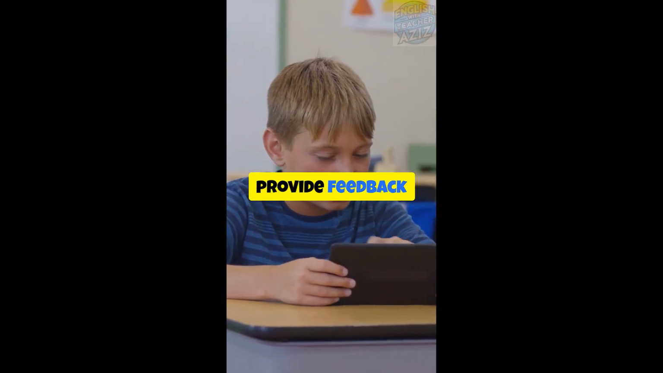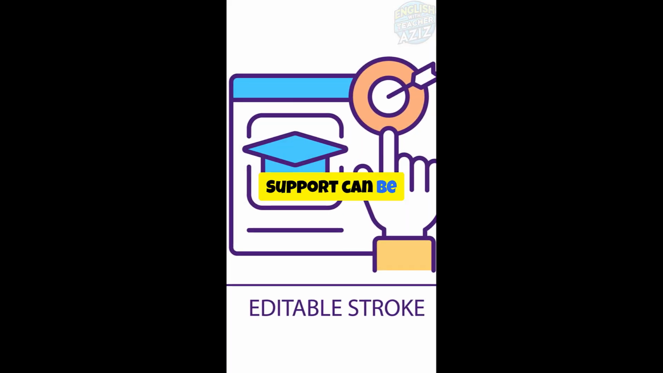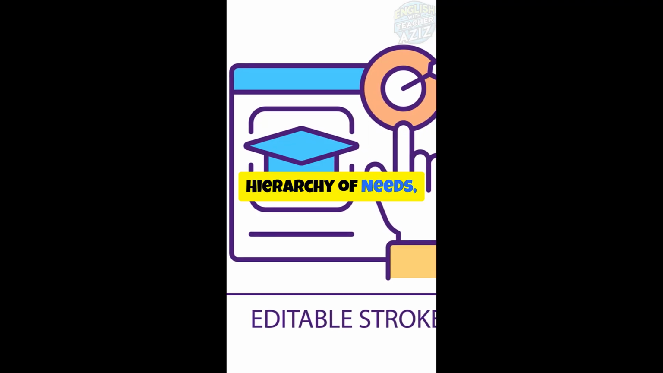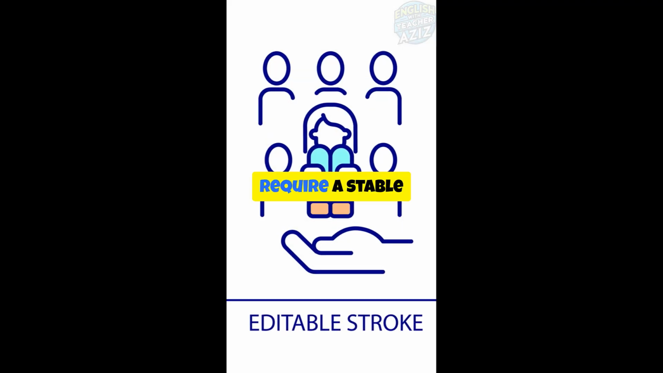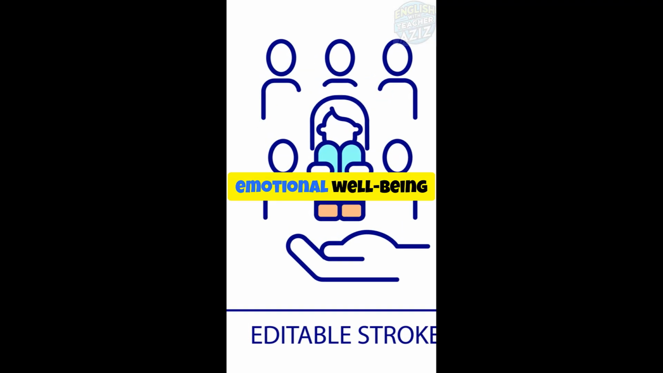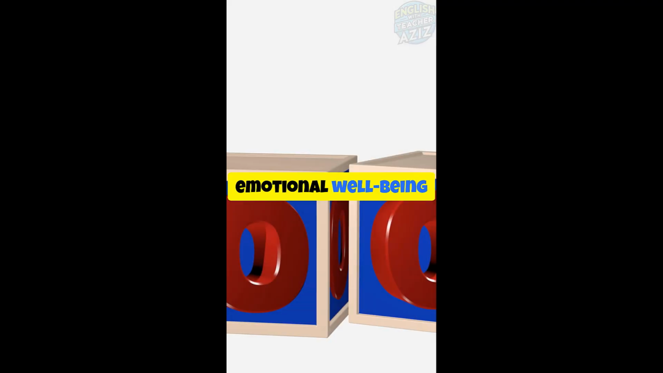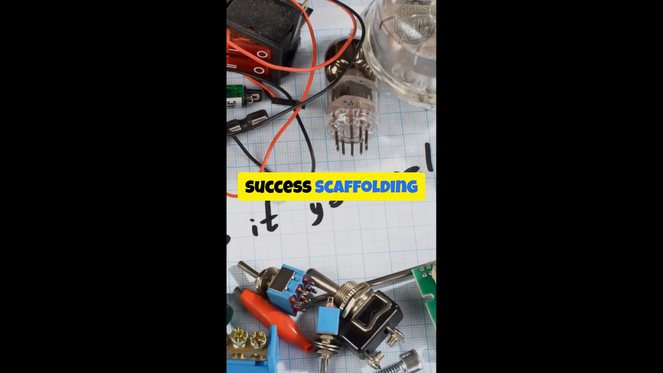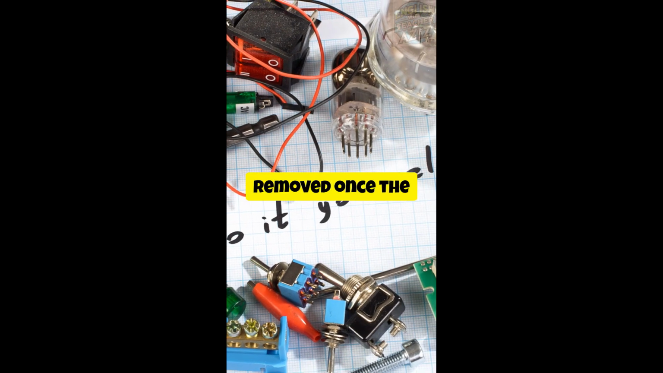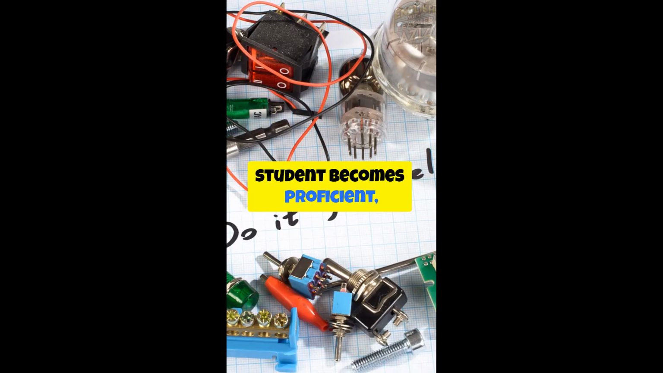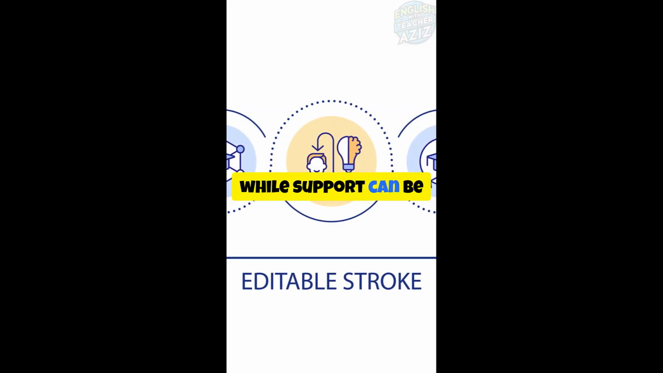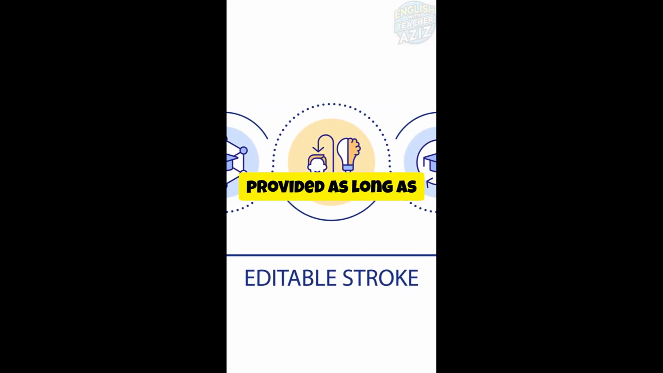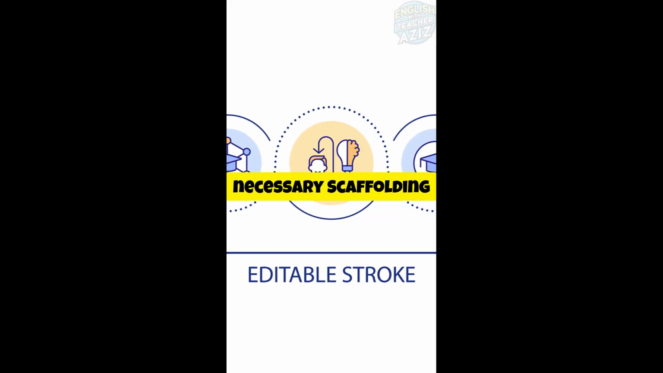progress and provide feedback. Support can be aligned with Maslow's hierarchy of needs, where students require a stable foundation of physical and emotional well-being to achieve higher levels of academic success. Scaffolding is intended to be removed once the student becomes proficient, while support can be provided as long as necessary.